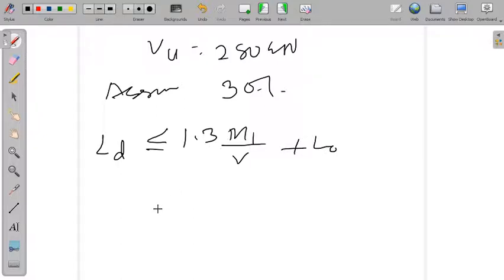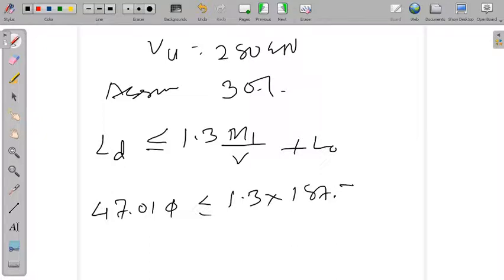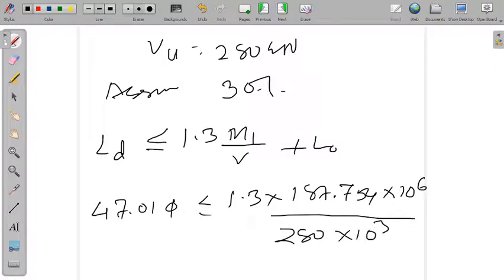Let us put the values. What is the LD value we have calculated? 47.015 phi. This is equal to 1.3 into, just now we have calculated M1, what was that? 187.754 kilonewton meter, so convert into newton millimeter, 10 to the power 6, divided by V, which is how much? 280 kilonewton into 10 to the power 3 newton.